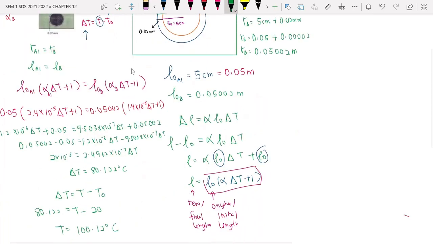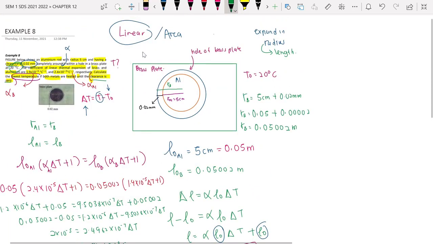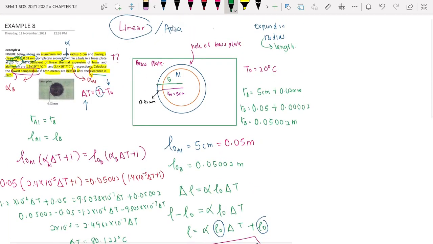So I solved it in linear expansion, but after this I will show you the solution for area expansion.